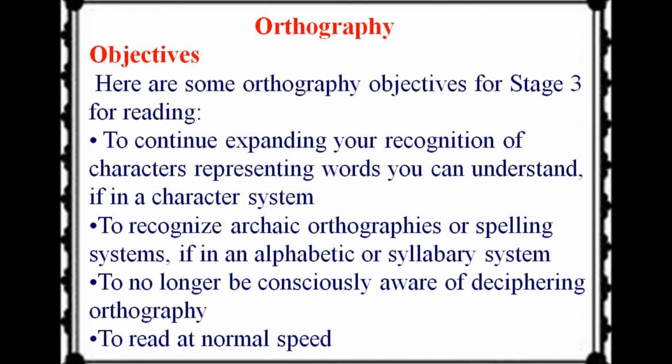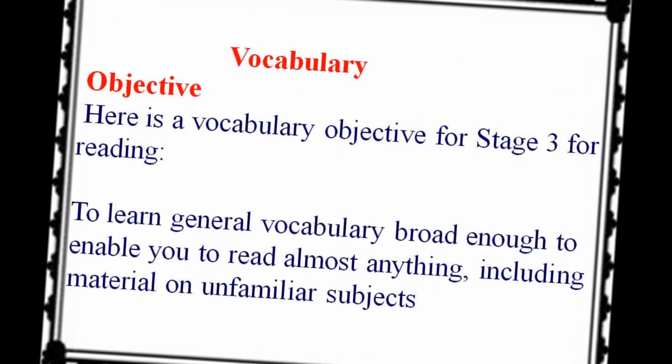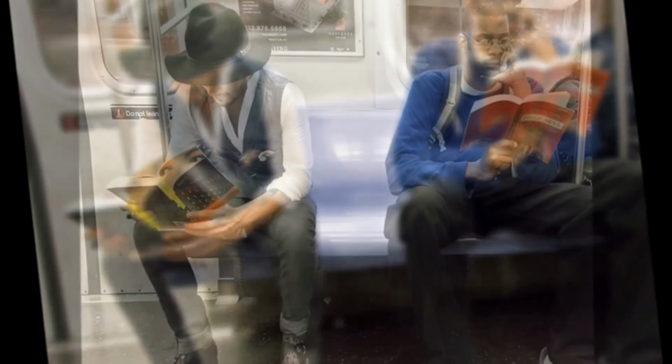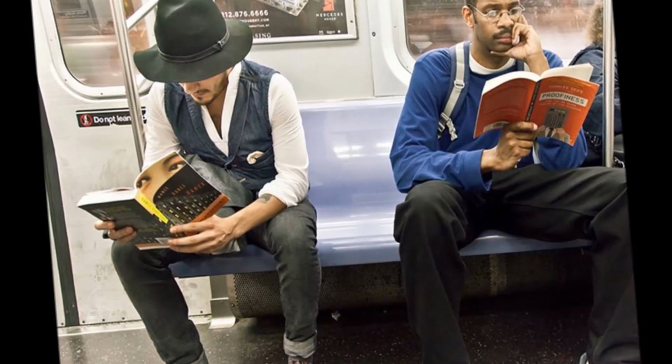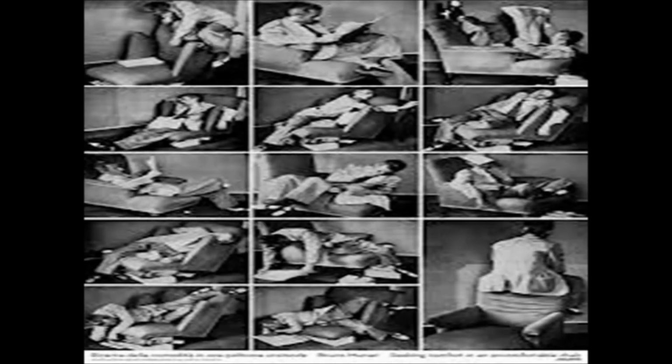In orthography, we continue expanding your recognition of characters, representing words you can understand if in a character system, to recognize archaic orthographies or spelling systems if in an alphabetic or syllabary system, to no longer be consciously aware of deciphering orthography, and to read at normal speed. Vocabulary: to learn general vocabulary broad enough to enable you to read almost anything, including material on unfamiliar subjects. Discourse: procedural discourses, narratives, descriptions, personal and business letters, newspaper and magazine articles, novels, poetry, and other forms of literature.